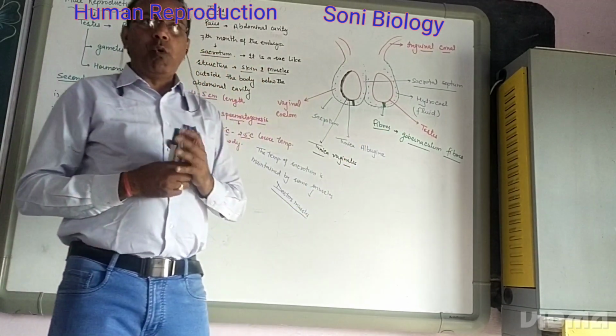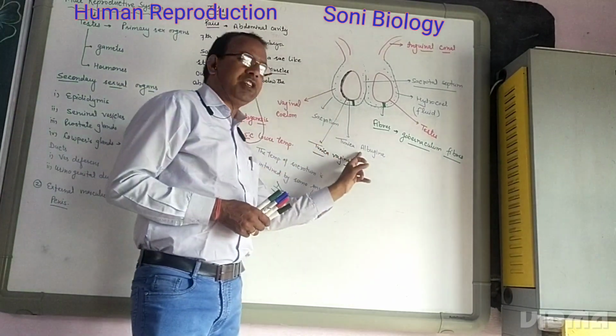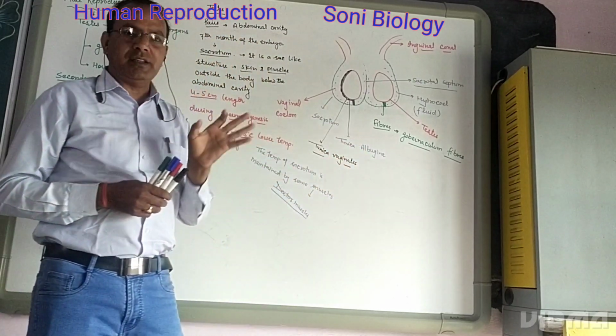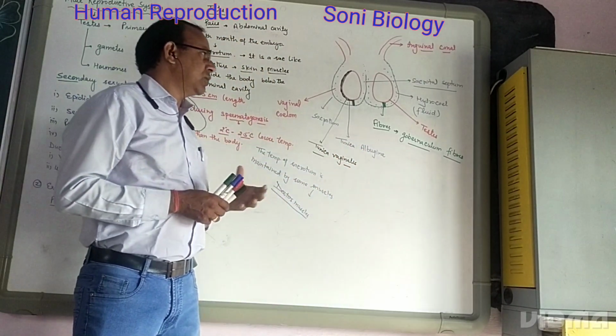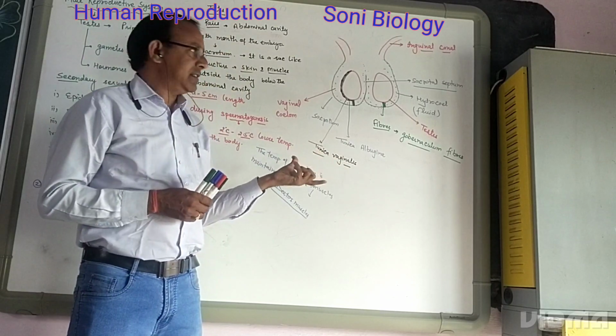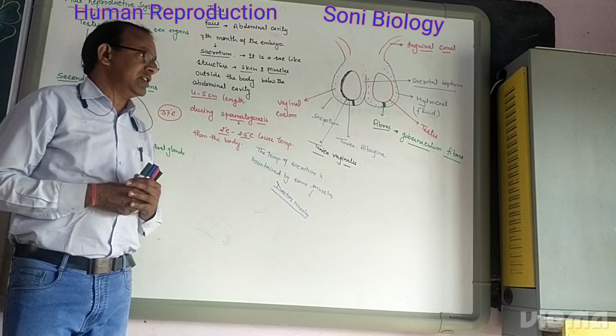Testes are covered with two membranes. One is thin, called tunica albuginea, and just outside the tunica albuginea, another protective layer is present outside the testis, called tunica vaginalis. Clear? In the next part we will discuss some other secondary sexual organs as well.